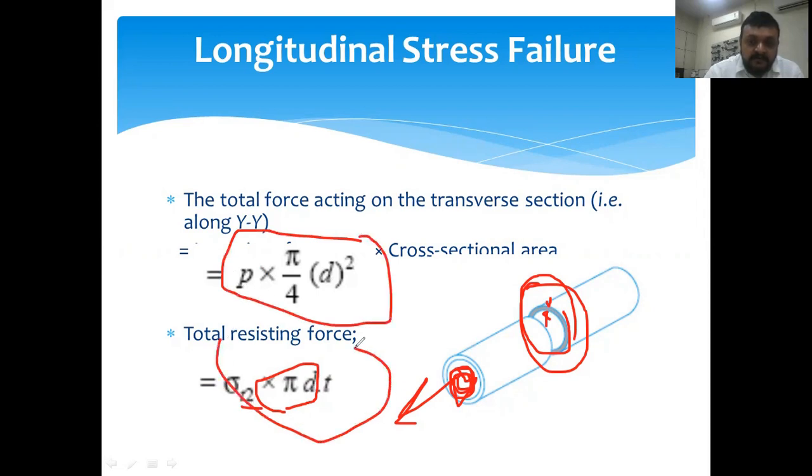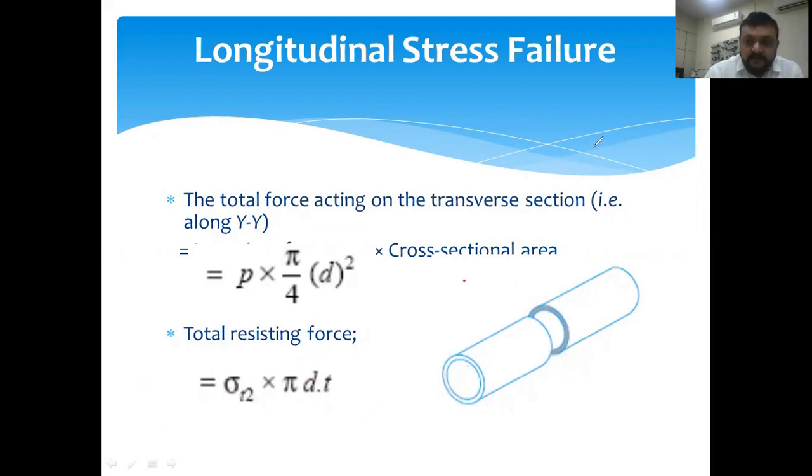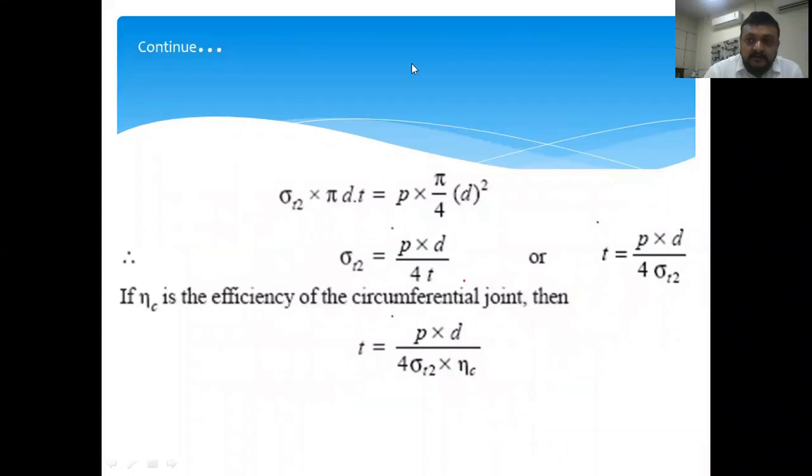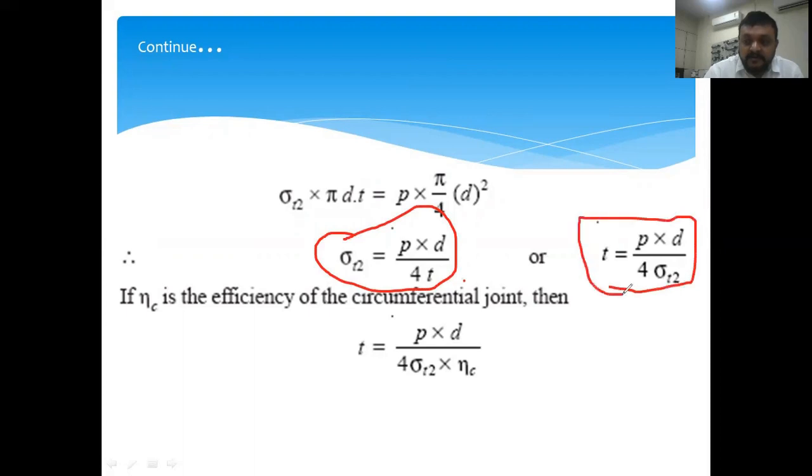You have to equalize these to avoid failure. These two equations mean the pressure force is exactly equal to the resisting force of the material, and by equating them we get the thickness T. So equating these two equations, we get the longitudinal stress sigma T2 equal to PD over 4T, or T is equal to PD over 4 into sigma T2.